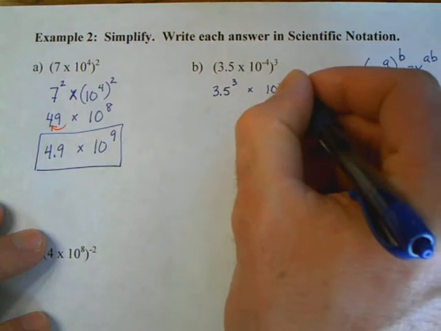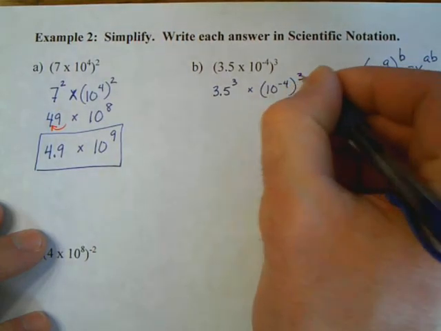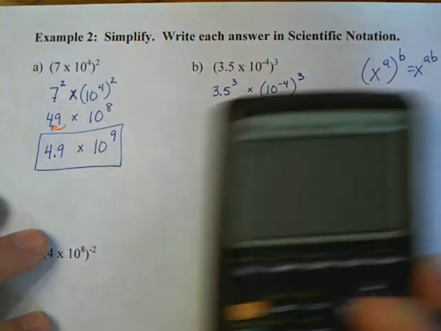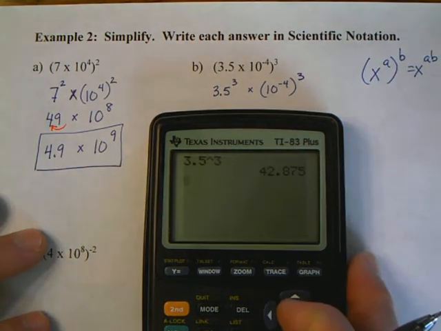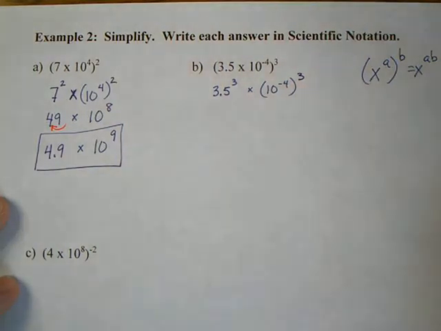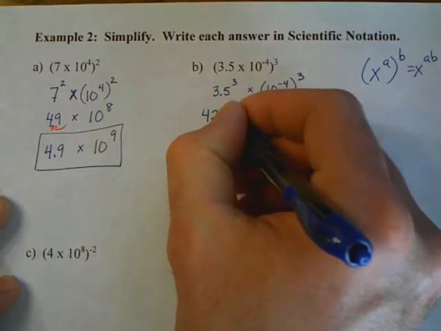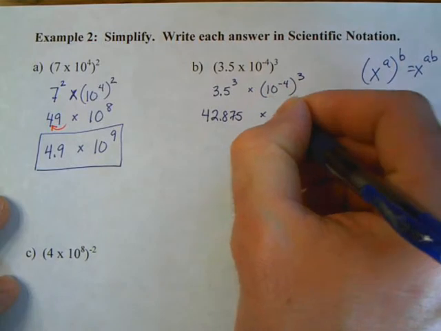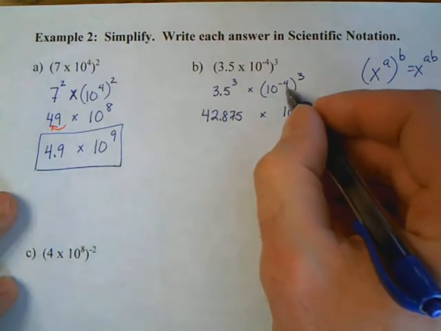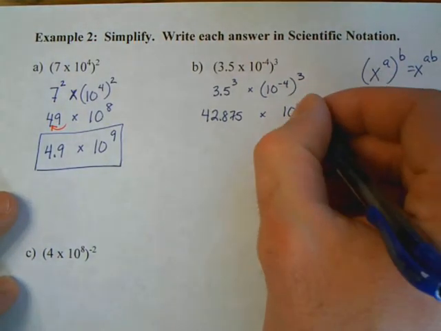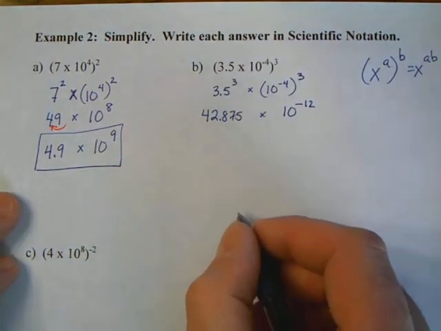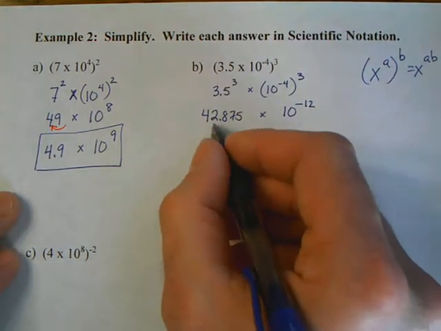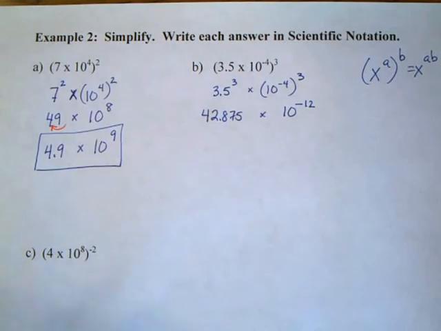Let's start by distributing the 3rd power to 3.5 times 10 to the negative 4th in parentheses. I'm going to take my calculator and figure out what 3.5 raised to the 3rd power is. Well, that's 42.875. So I'm going to have 42.875 times 10, and now I say to myself, I need a power to a power, so I multiply and get negative 12.